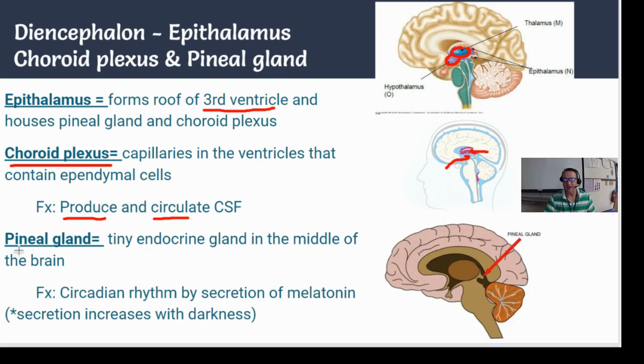All right, and part of the epithalamus is the pineal gland. Pineal gland right here, located posterior to the thalamus. It's a tiny little endocrine gland in the middle of the brain. And remember, it secretes what's called melatonin. So when it gets dark, your pineal gland will start secreting more melatonin. That's going to cause you to start getting sleepy, and eventually you go to sleep. All right, so that's the last part of the diencephalon, the epithalamus.